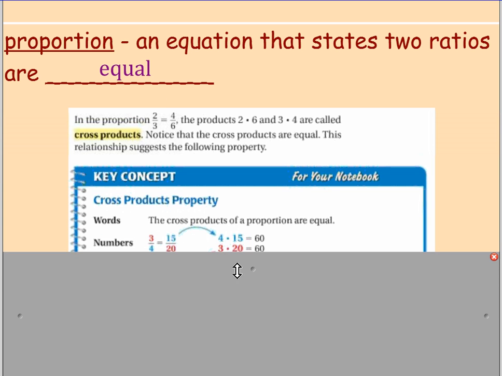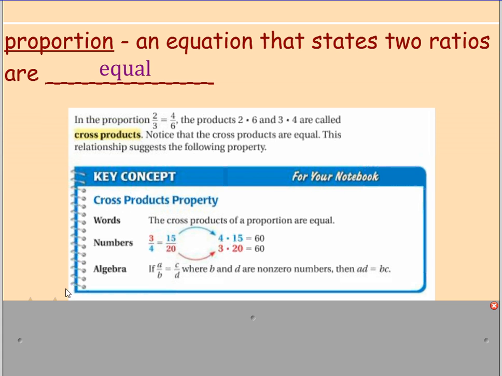Okay, so if we need to find out if something is proportional, we are going to use the cross products. So in this case, the 3 and the 20, which 3 times 20 equals 60, and the 4 and the 15, which in this case 4 times 15 equals 60. And because these are equal, we can conclude that these two ratios are in fact proportional.